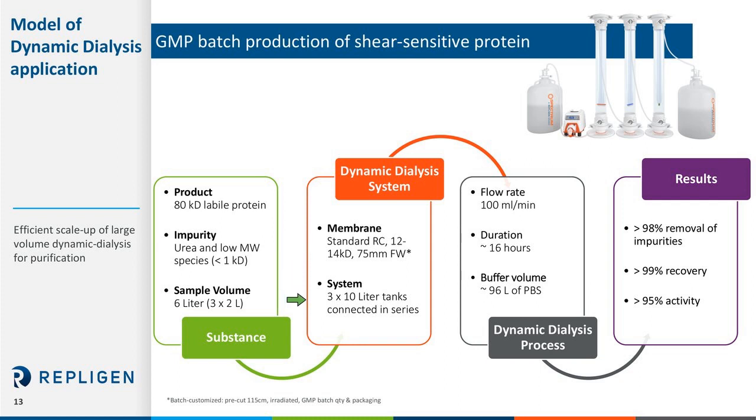The system in this case is going to consist of 3 10-liter tanks connected and operated in series. So we're going to have a single buffer source that's going to flow through a pump into an initial tank that will hold 2 liters. This will continue to a second tank that holds a second 2 liters, and then into a third tank that holds another 2 liters. So for a cumulative 6 liters of sample that can be purified. Then the waste is simply sent to drain.